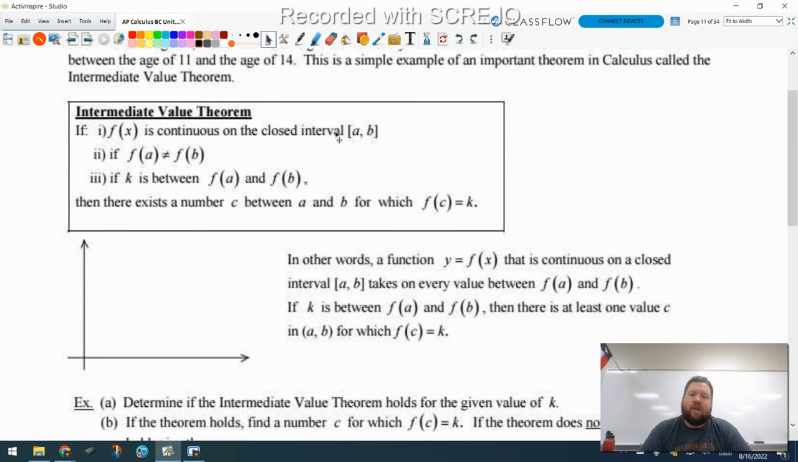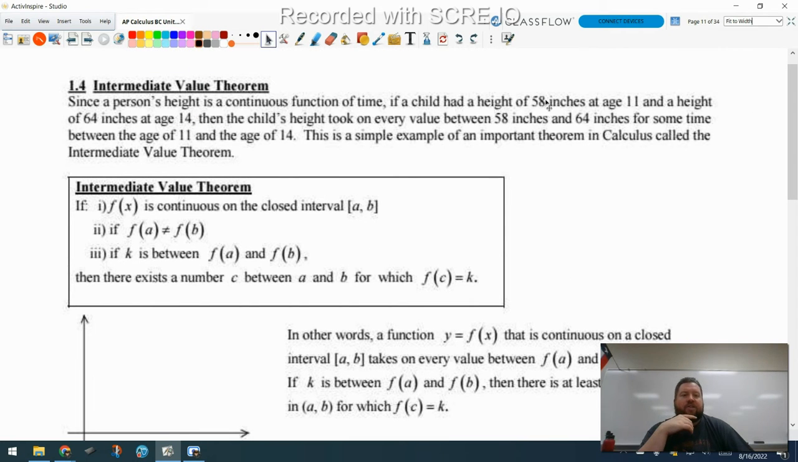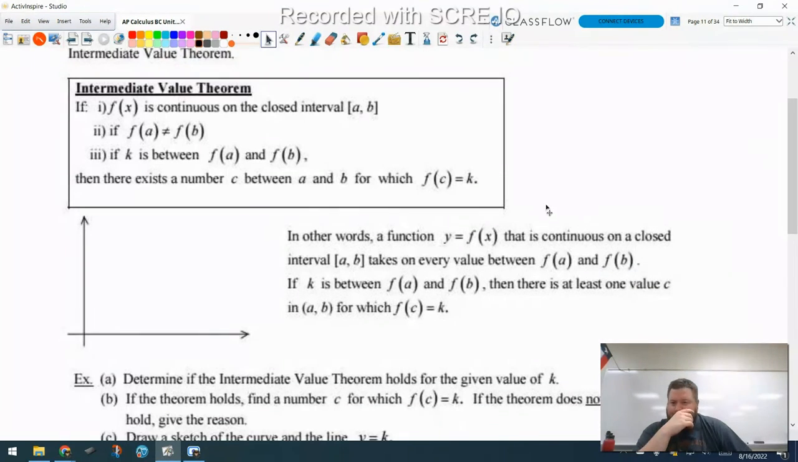Okay, it's very important that you always state that f of x is continuous in your answer to an intermediate value theorem problem. All right, second piece is that f of a and f of b, the two y values that correspond to these x values, are not the same number. Okay, if they are the same number, then there's no in between those two. So if this child was 58 inches at age 11 and then 58 inches at age 14, then we would not be able to tell anything about their heights between the ages of 11 and 14 because they stayed the same. We would not be able to say it took on more values. So you can't have the two y values be the same number.